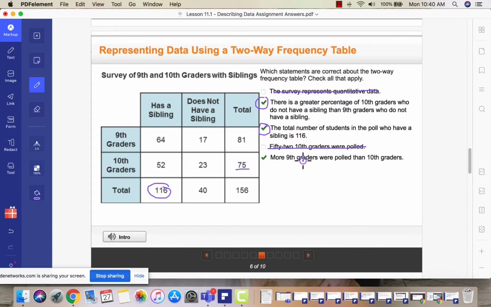There were more 9th graders than 10th graders polled. Okay, the total of 9th graders was 81, and the total of 10th graders was 75. So there were more 9th graders than 10th graders that were polled.